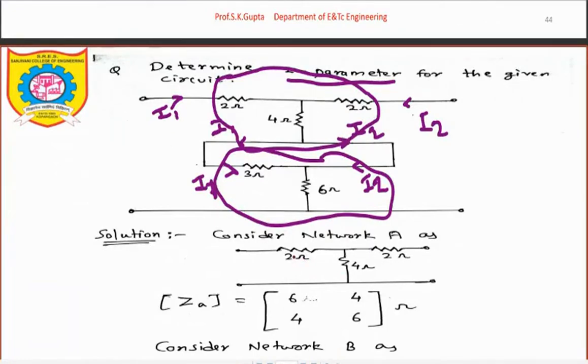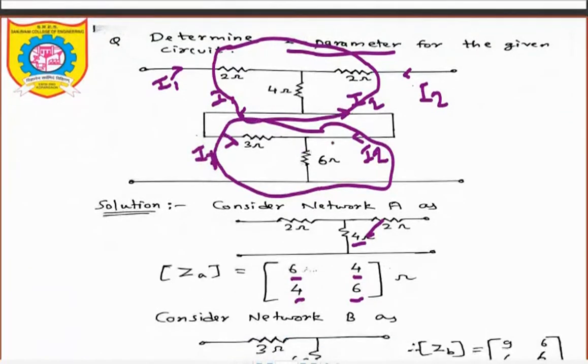Z11 is 2 plus 4, 6. Z12 for network A is simply 4. Z21 is 4 and Z22 is 2 plus 4, that means 6. So you should recall this from the Z parameters of the T network.